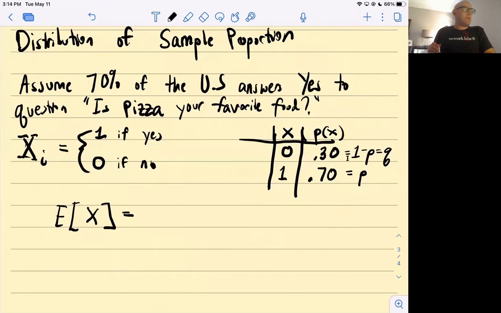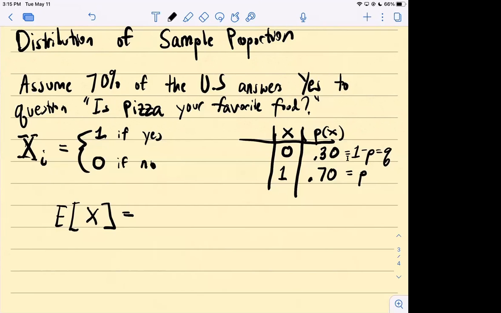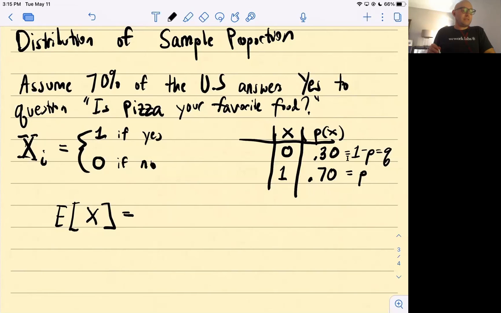Remember how we used the table, the x and p of x table, to get the expected value? Yeah, Colette, how did you get 0.7? Well, I just got 0.7 because 0.7, or 70%, of the US answers yes to the question. So it was more of a logic thing, but I know there's also an equation you can use. Yeah, good job. That's the intuition that you expect. The expected value, if you come up to a random person, you expect their score to be 0.7, which is nice because if you went to 100 people, you'd expect about 70 of them to say yes.